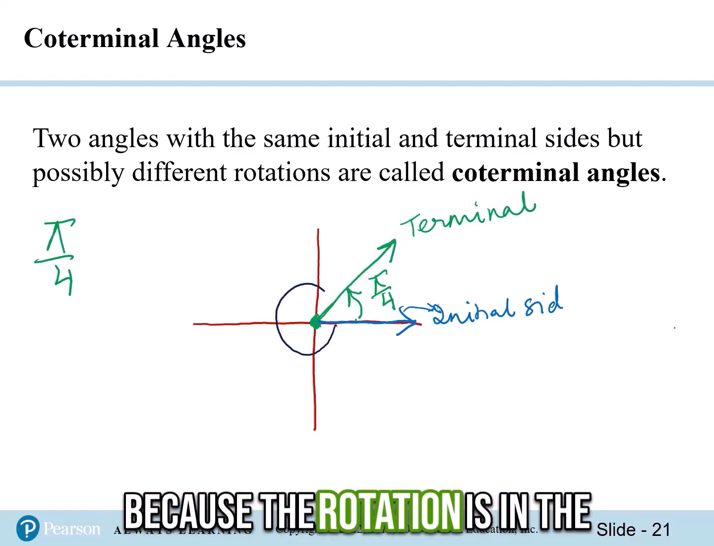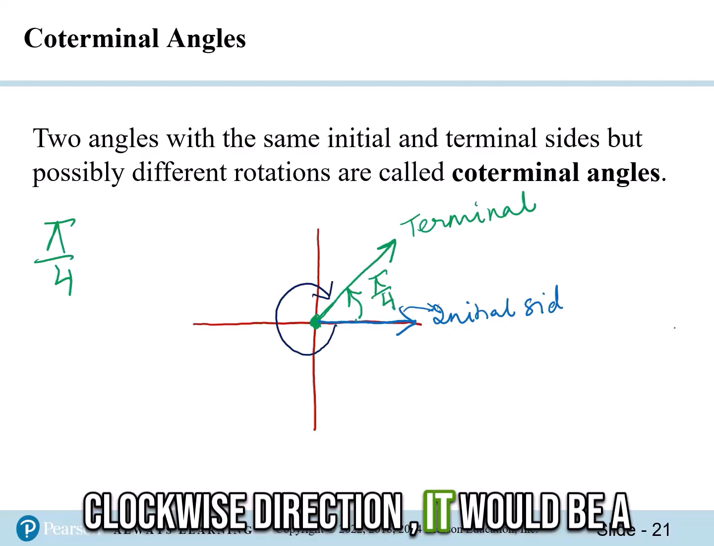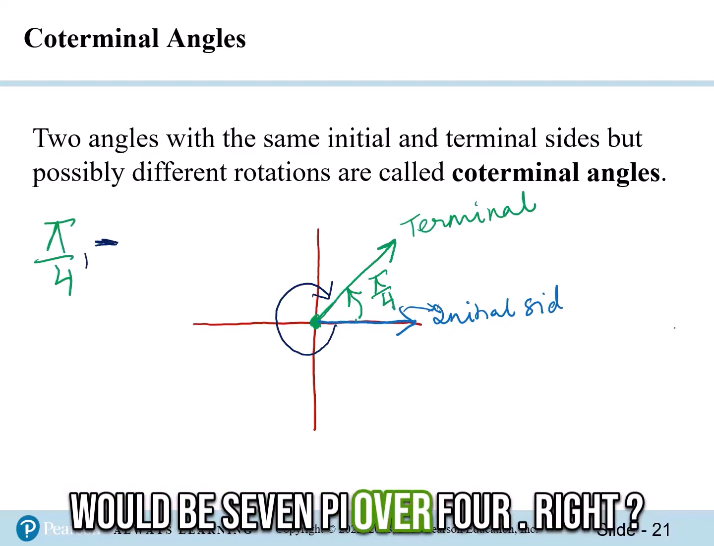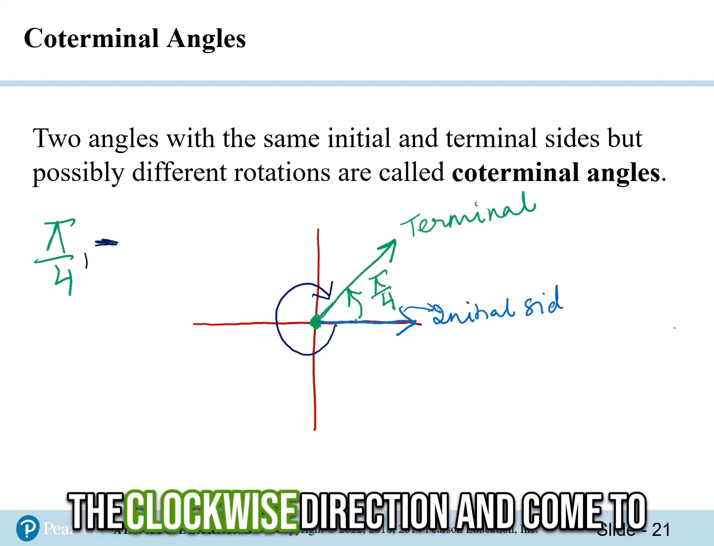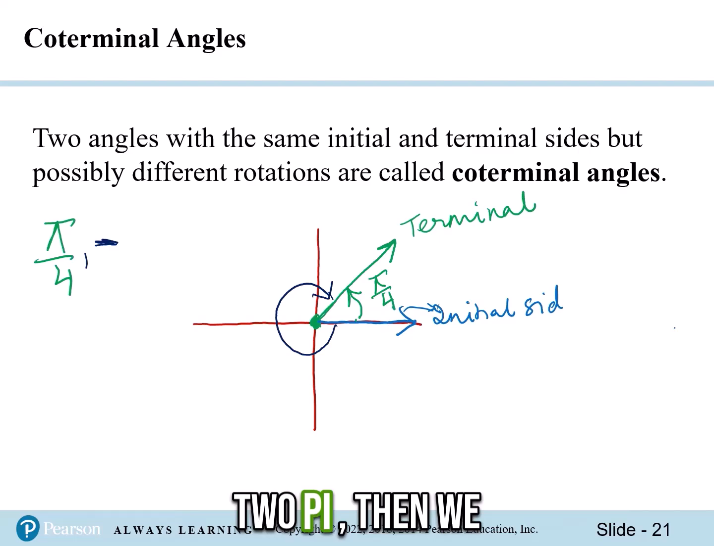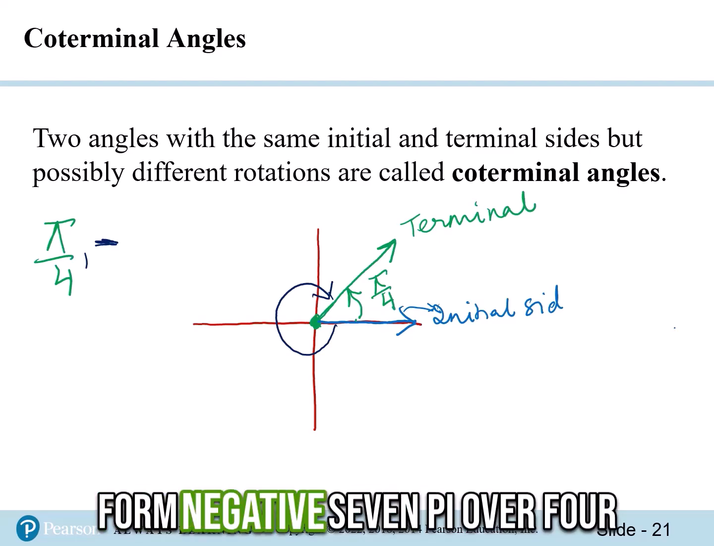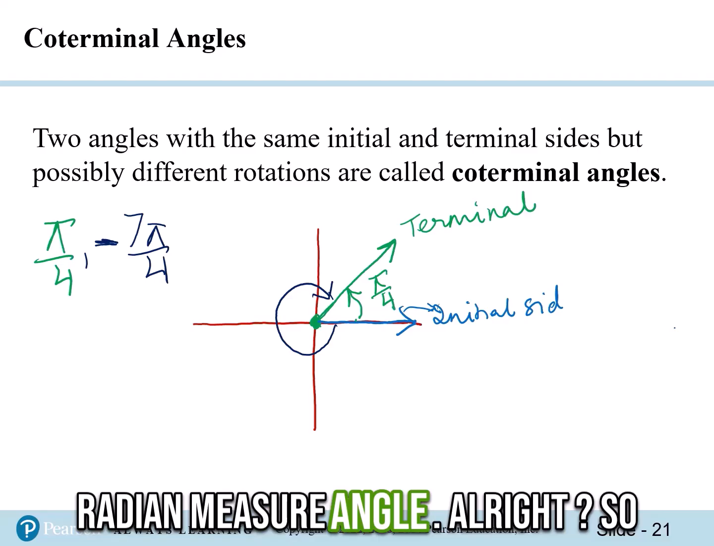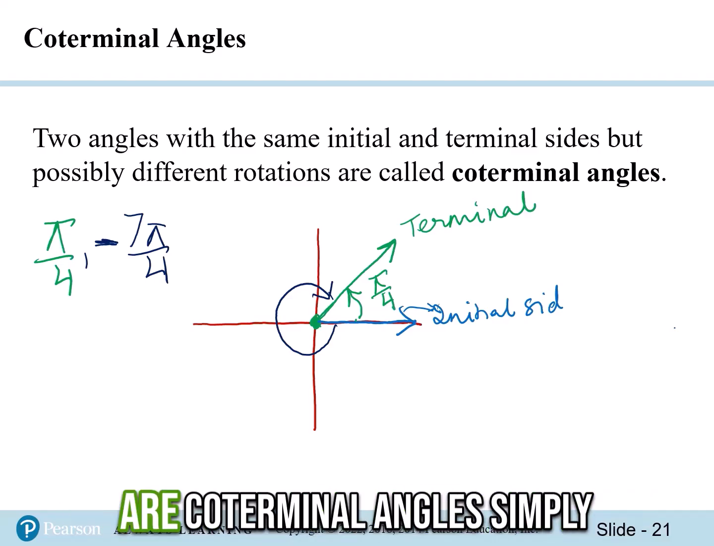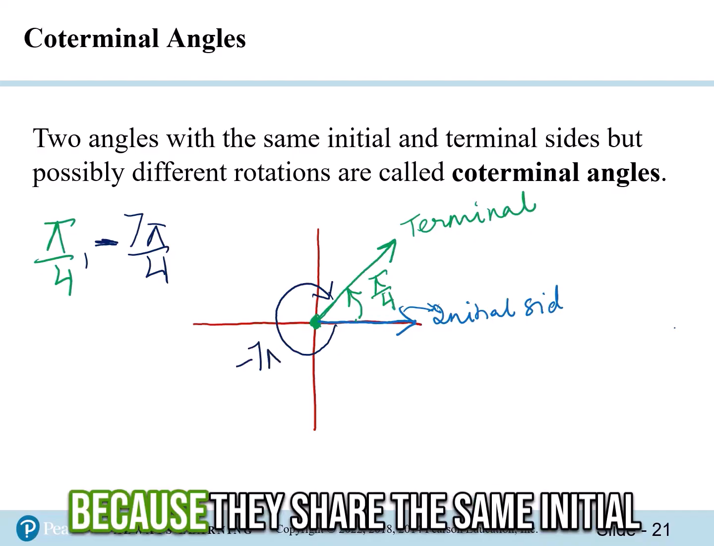Because the rotation is in the clockwise direction, it would be a negative angle, and it would be 7 pi over 4. So if you're moving in the clockwise direction and come to stop pi over 4 units short of 2 pi, then we form a negative 7 pi over 4 radian measure angle. All right, so that's another angle here, and they are coterminal angles simply because they share the same initial and terminal side.